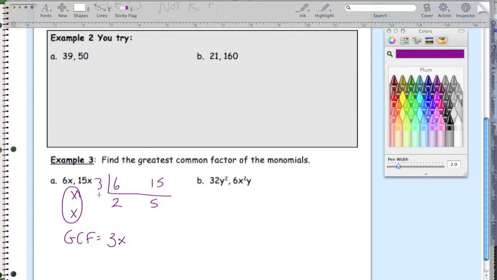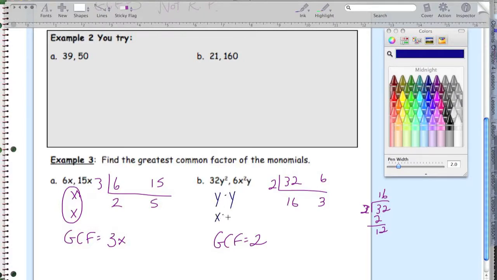So let's try the next one so you can see more of this circling method. I'm going to do 32 and 6. What goes into both of these? 2 does. 2 goes into 32 16 times, and 2 goes into 6 3 times. Now that's the end, so my GCF, the numerical part, is just 2, but now we have to do the variable part. So y squared is y times y, x squared y is x times x times y.